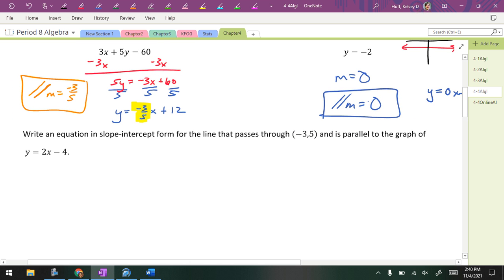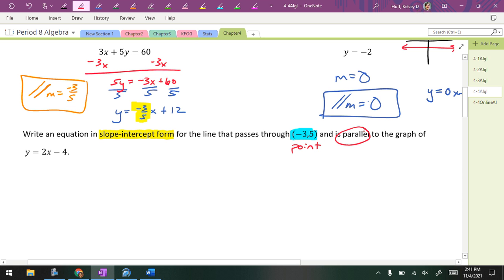Okay. Write an equation in slope-intercept form for the line passing through negative 3, 5, and it's parallel to the graph of y equals 2x minus 4. And this is what I'm going to tell you: I never start with slope-intercept form. That's what I have to end with, but I don't have to start there. So I have a point, negative 3, 5. Then it tells me it's parallel to the graph of y equals 2x minus 4.